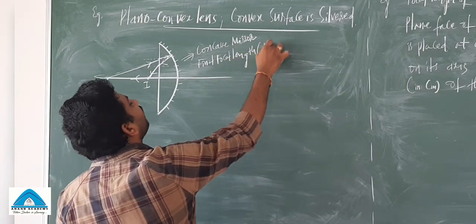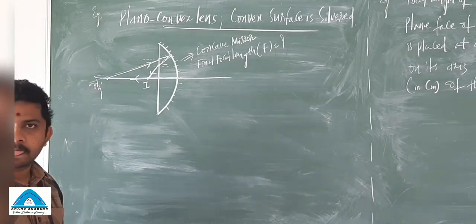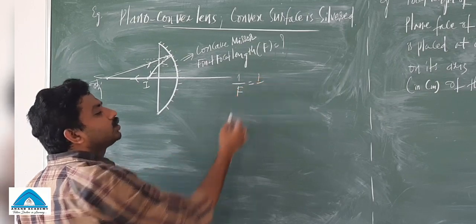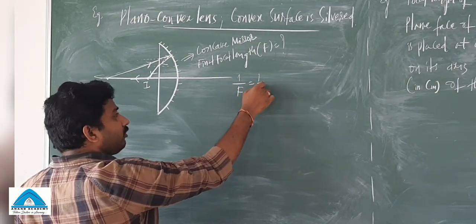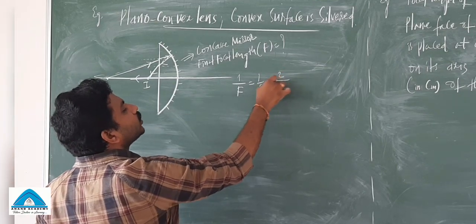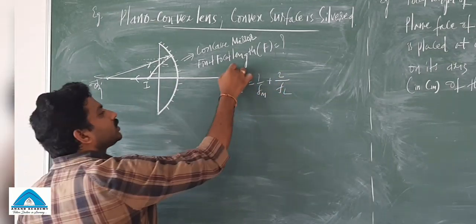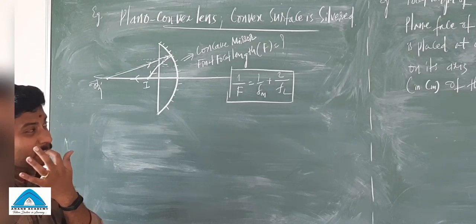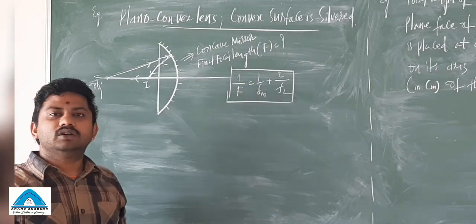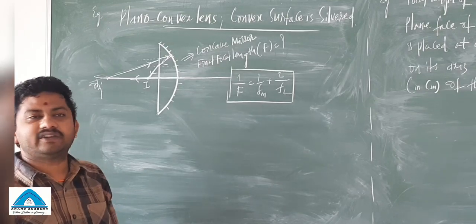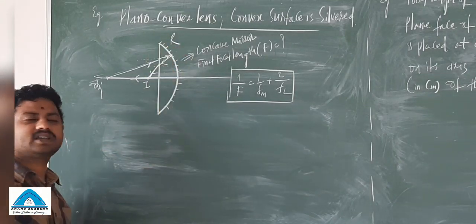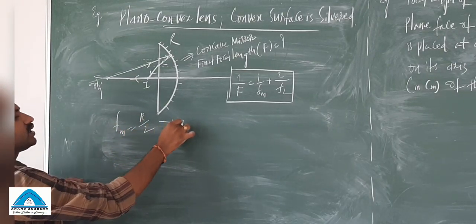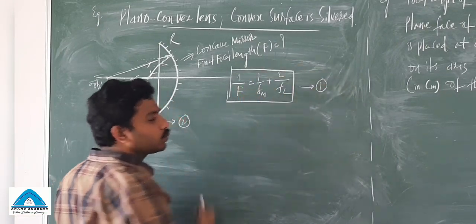So the effective focal length of the system is important. What is the formula behind the effective focal length? 1 by effective focal length is equal to 1 by focal length of the mirror plus 2 by focal length of the lens. So this is the basic formula to find the effective focal length of this combination. The focal length of the mirror is half of the radius of curvature. Imagine the radius of curvature is R. So this is equation 2 and the basic equation is equation 1.